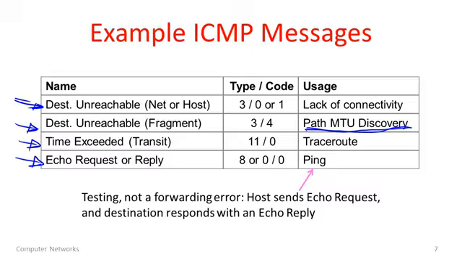This last category, ping, is a little different than the former ones because this is not an error that's generated by a router during forwarding. Instead, an echo request is something that a host sends to another host, and the IP layer inside the destination host knows that it is an echo request and responds with an echo reply. So it's a way of seeing if a host is alive rather than error reporting.